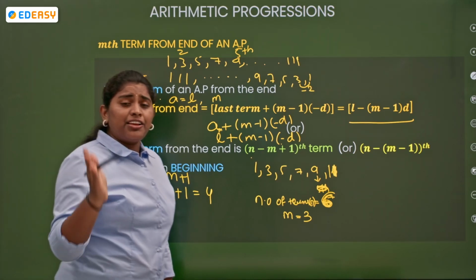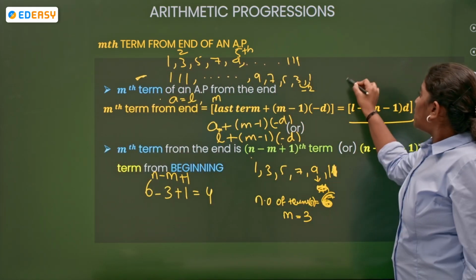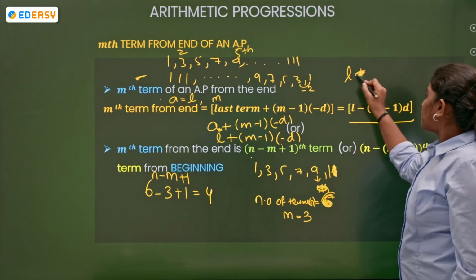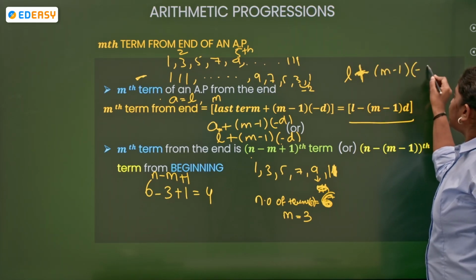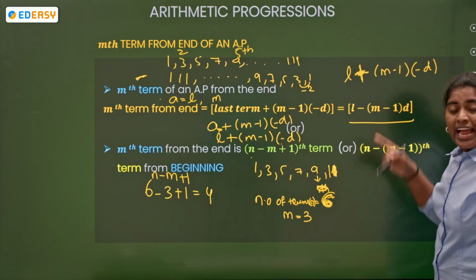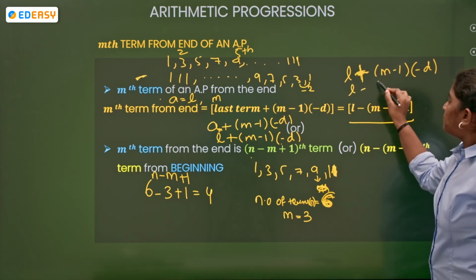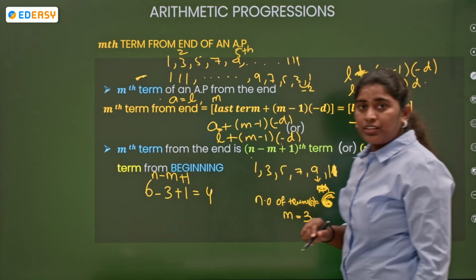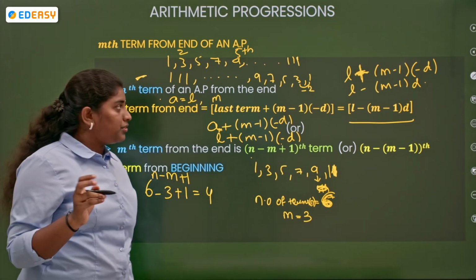And if you know the last term, then you can use the first formula, that is the last term plus of m minus 1 into minus d. And if you are getting confused because of minus d, then you can take L minus of m minus 1 into d. You can use two different formulas. It's up to your wish.